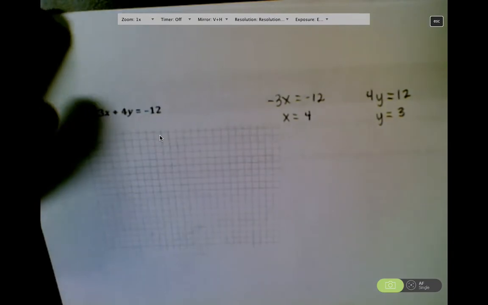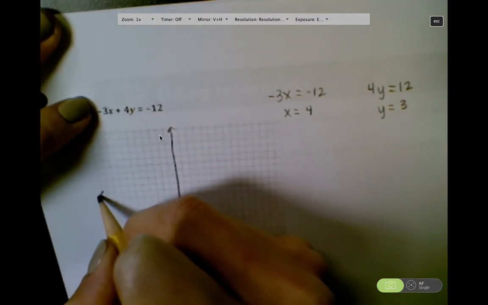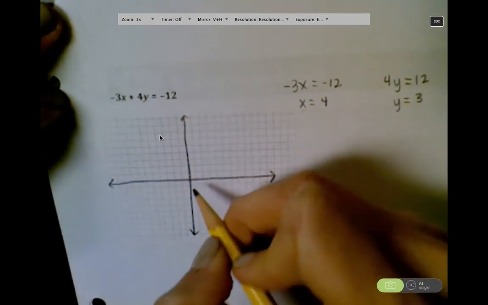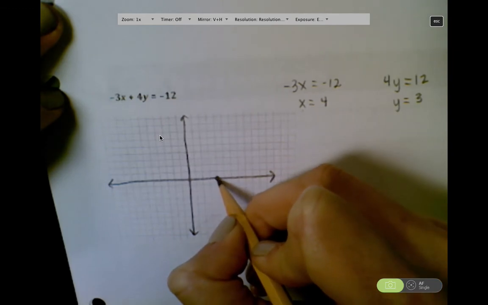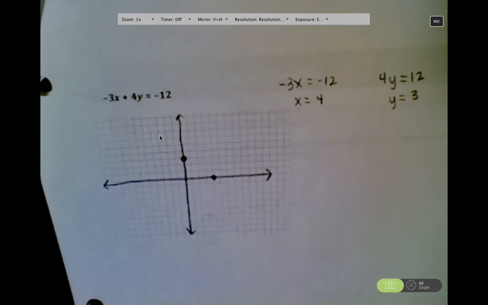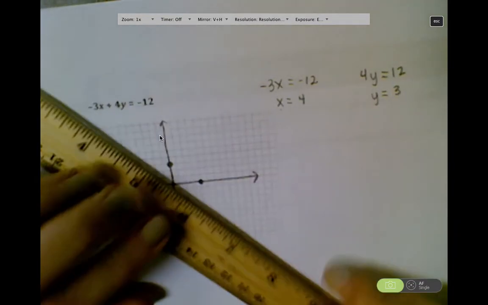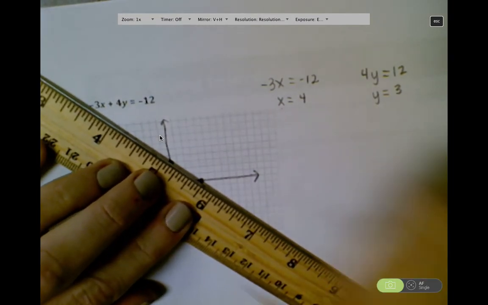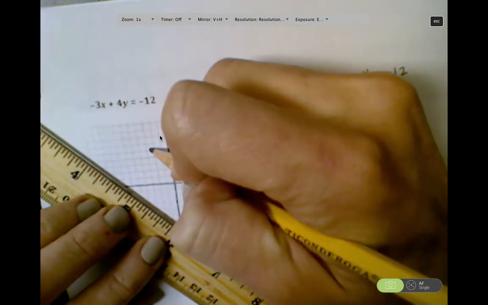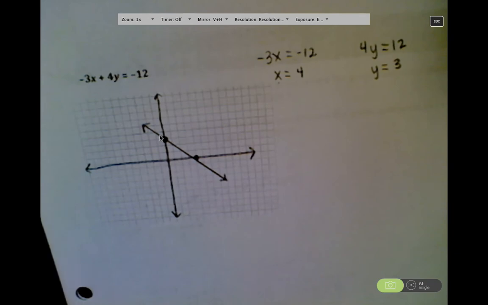I'm going to draw all 4 quadrants because this line will extend into the negative parts. I have x equals 4 and y equals 3. Then I'm just going to connect those 2 points and draw arrows at each end. And that's all I have to do to graph using intercepts.